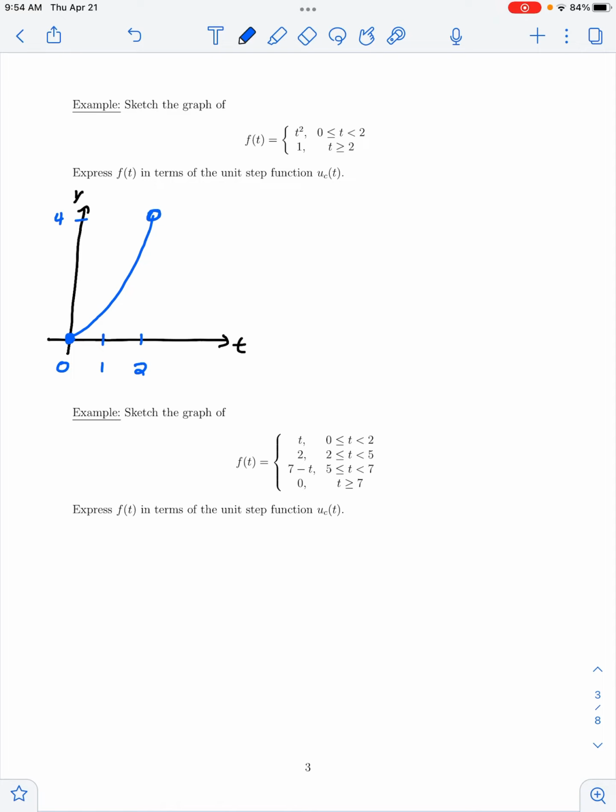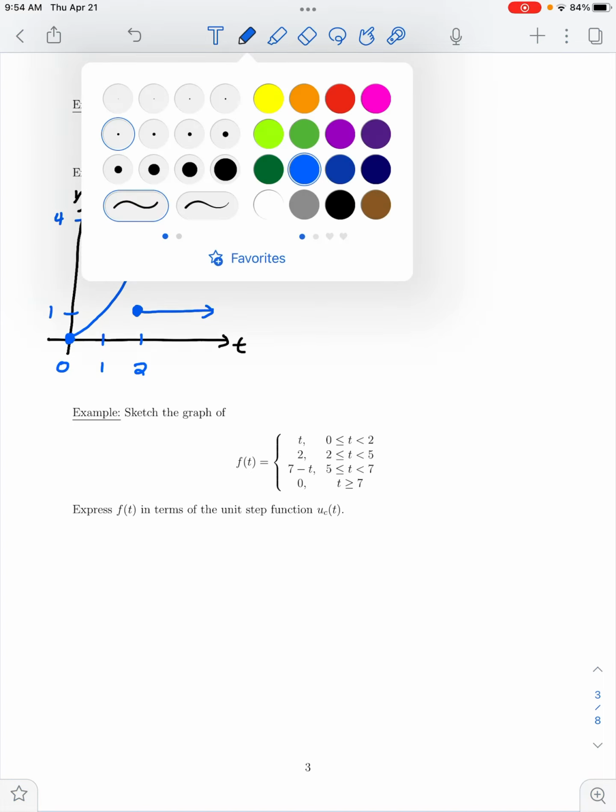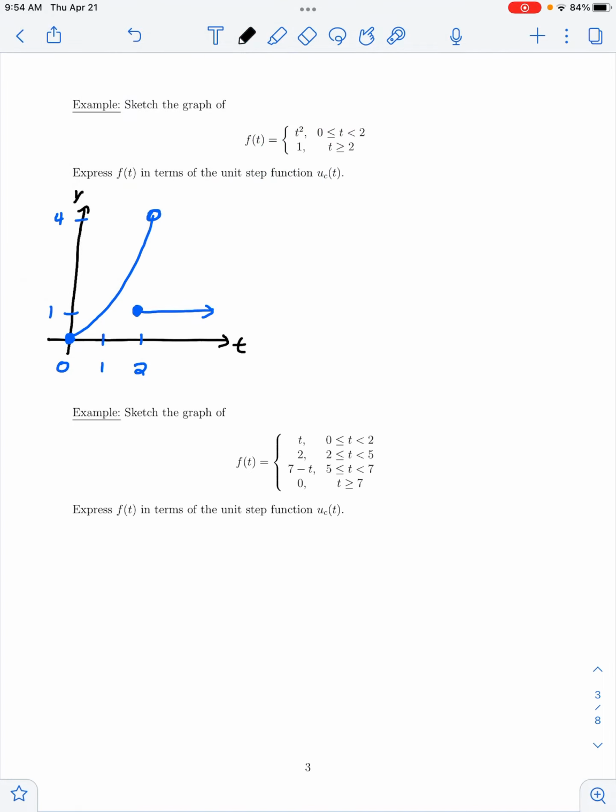And then at time 2, a change in definition or a jump occurs, at which point the value of our function becomes 1. And then it remains defined as 1 for all time greater than or equal to 2. So now let's try to express this function f of t in terms of a unit step function.